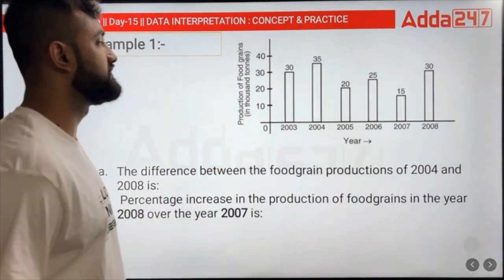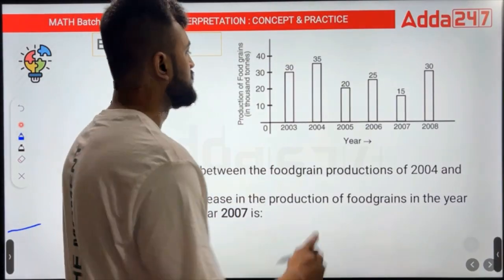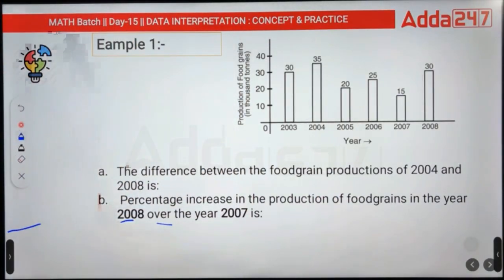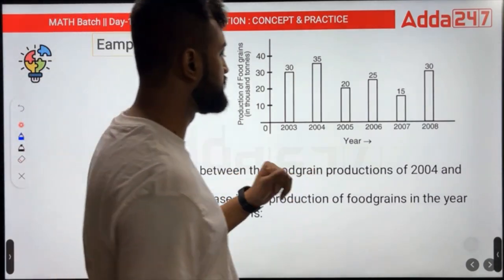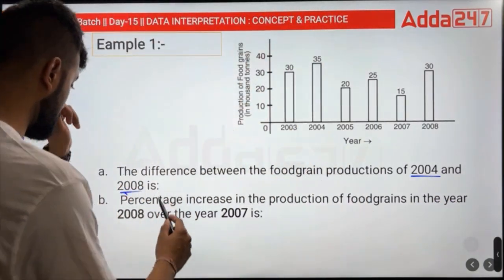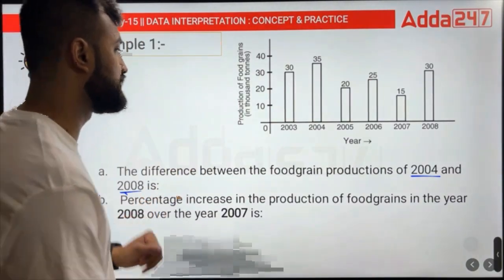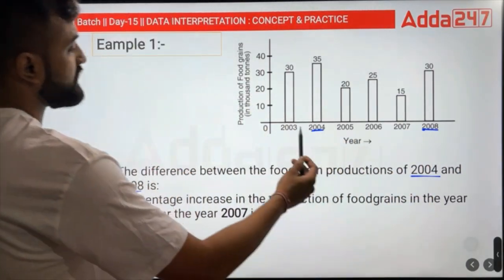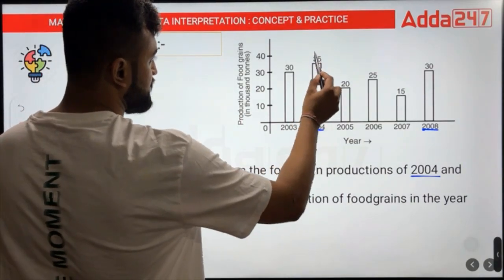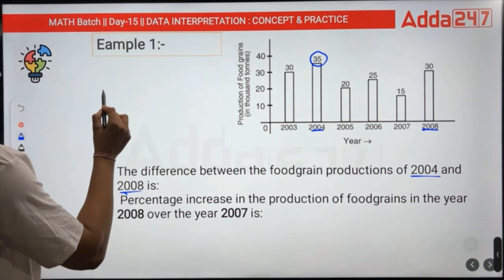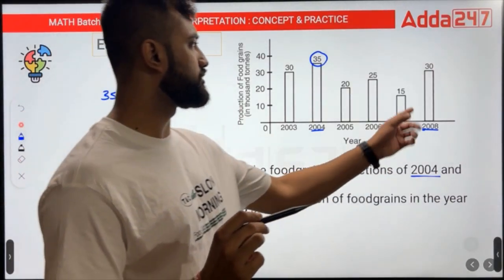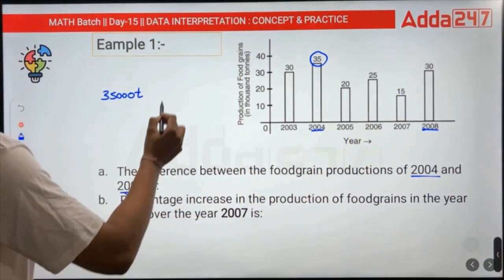And the examiner is quite good because he has also given the values. Now you don't have to search for it. He's given, see, this 30, this 35, 20. A very easy question. Let's see what they're asking. They're asking you the difference between the food grain production in 2004 and 2008. Where's 2004? 2004 is here, 2008 is out here. We need to find the difference. In 2004, the production was 35,000 tons. And in 2008, the production went down to 30,000 tons.